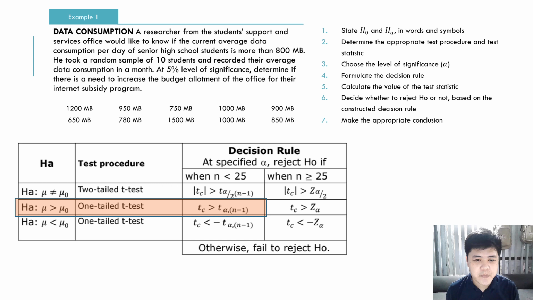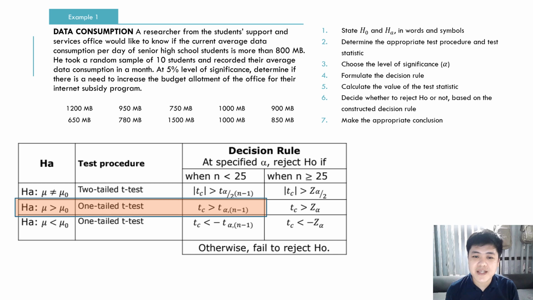And your n is 10, so it's less than 25. So we are only in this column. At a specified alpha, which in this case is 5%, we're going to reject H0 if the computed value of t is more than the tabular value. Otherwise, we fail to reject H0. So we're done with number 2.